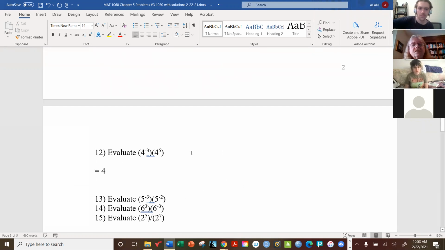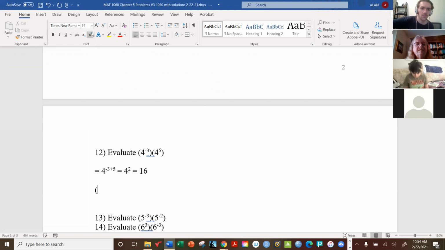All right, what do we got going on here? We have 4. Now, this is also a product rule, rather. We've got -3 plus 5 equals 4 squared, which is just 16. Or else, now 1 over 4 cubed is, 4 to the 3rd power is 64. So if you do it this way, you'll actually have 1/64 times 4 to the 5th, or 1024, and that is 16, yes.